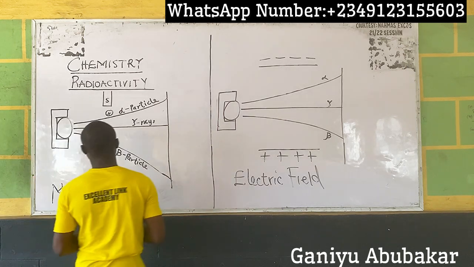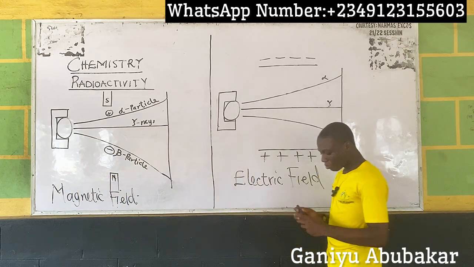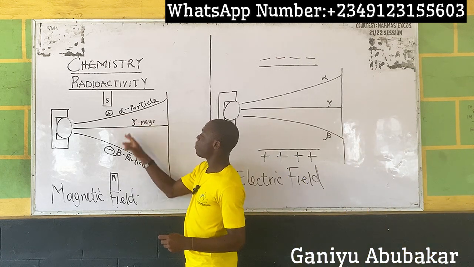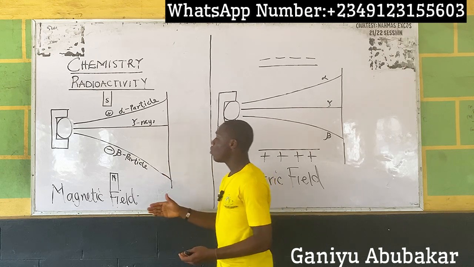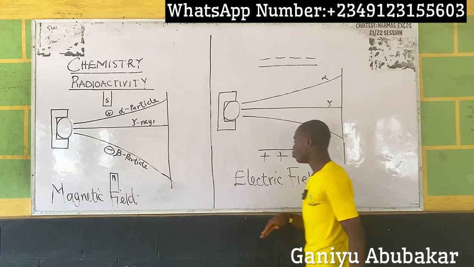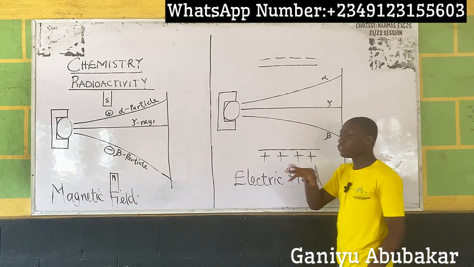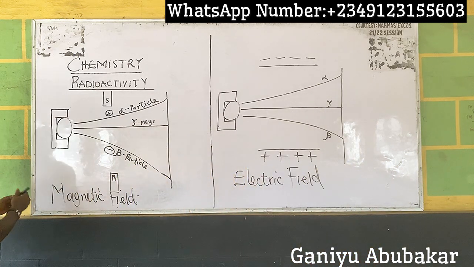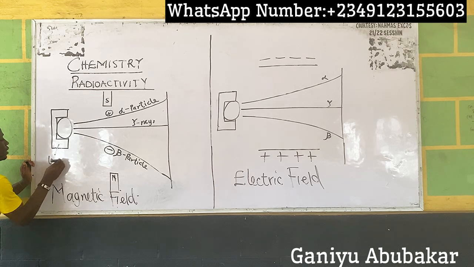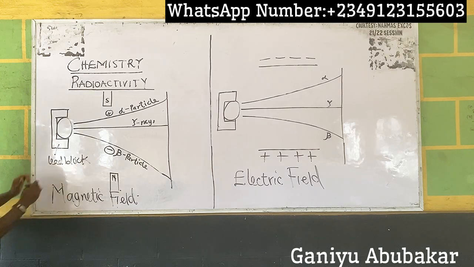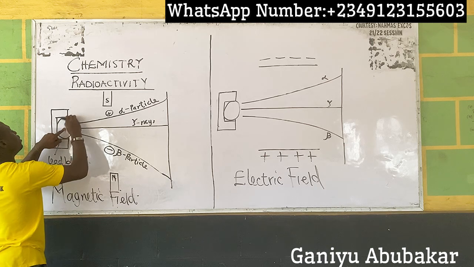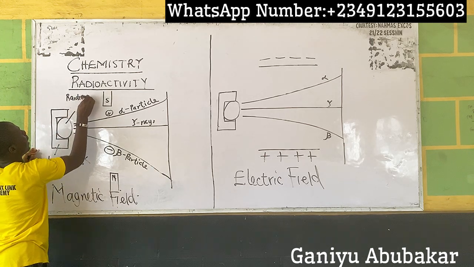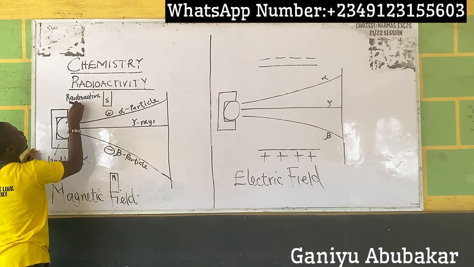All right. So I have a diagram that shows how alpha, gamma, and beta particles behave when it comes to magnetic field and when it comes to electric field. Now, here's what to note, please. This stuff you're seeing here is called the lead block. This one here is called the radioactive element.